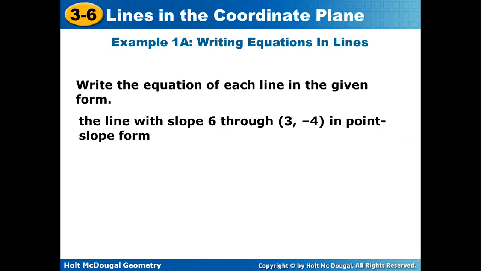Okay, so they have given you the line with slope 6. So the slope is going to be 6. Slope means which variable are we going to use for slope? M. So M is 6. So it's passing through 3 and -4 in point slope form.